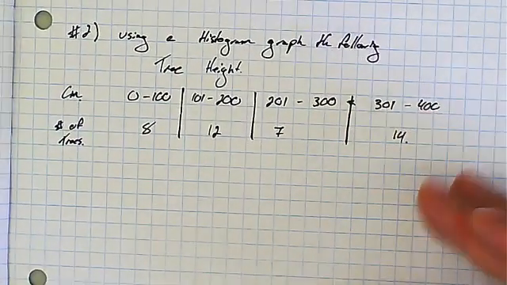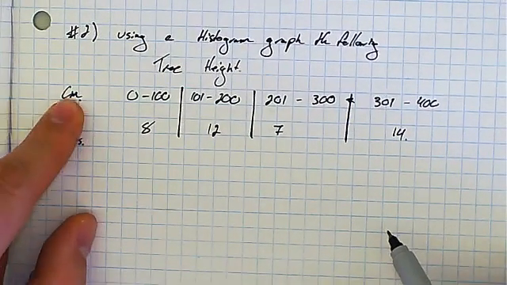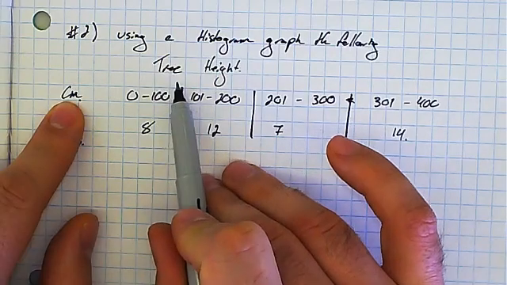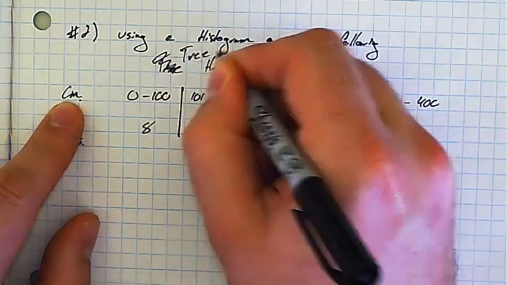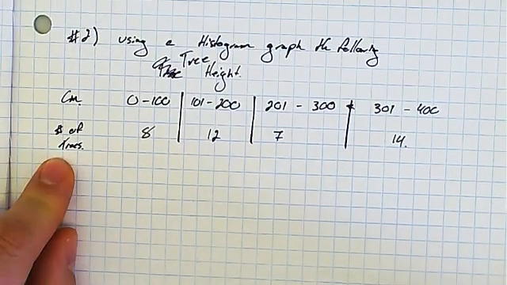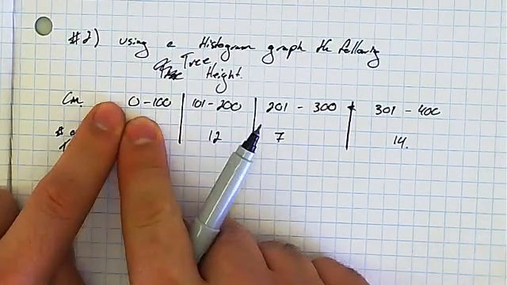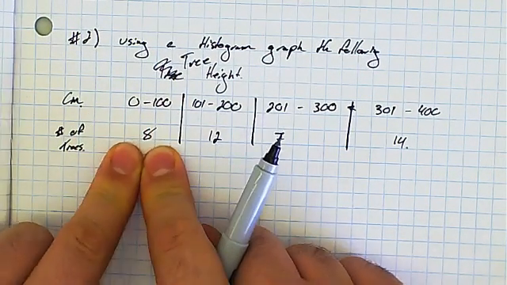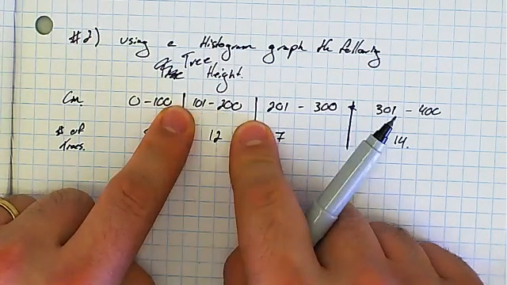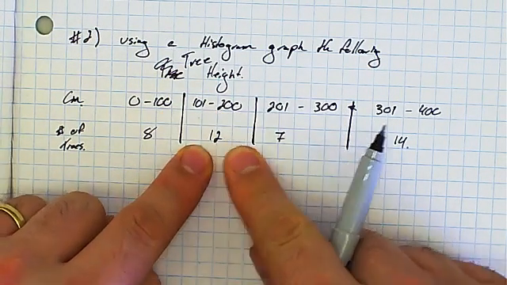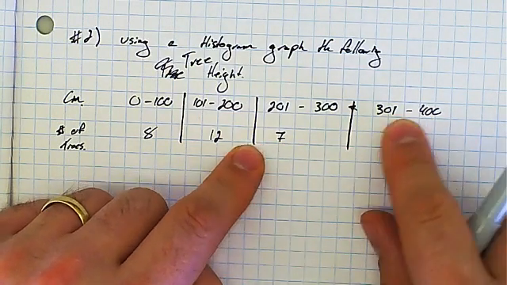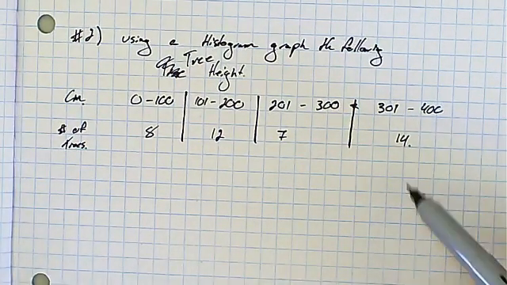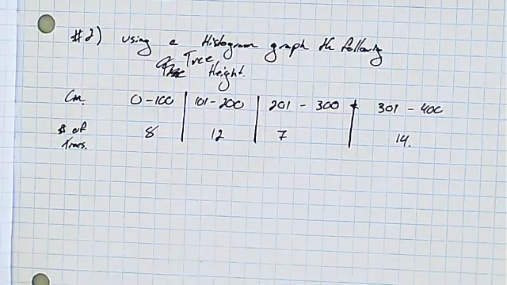For the second question, you're going to use a histogram. We have the tree height and the number of trees, all in centimeters. For the first range, 0 to 100 centimeters, there are 8 trees. From 101 to 200 centimeters, there were 12 trees. From 201 to 300 centimeters, there were 7 trees. And from 301 to 400 centimeters, we had 4 trees.